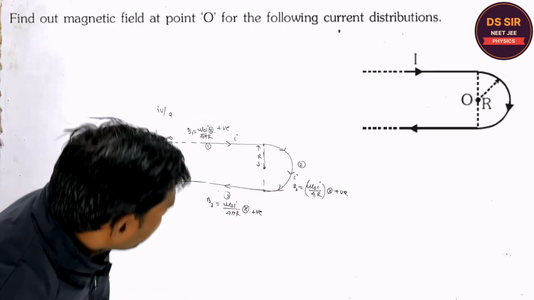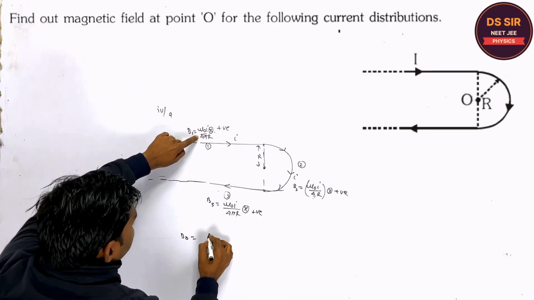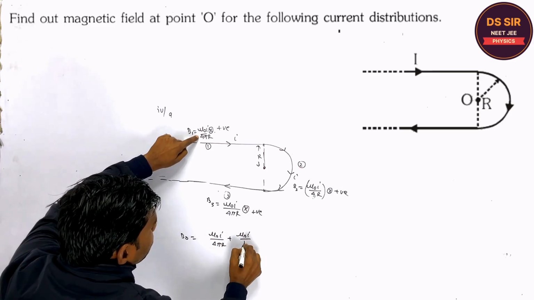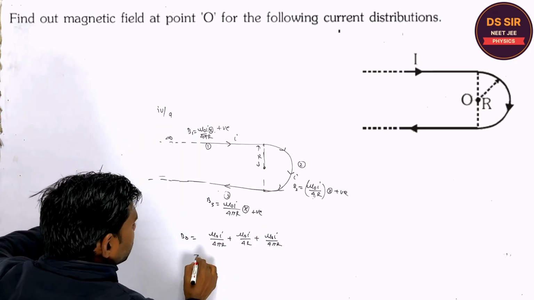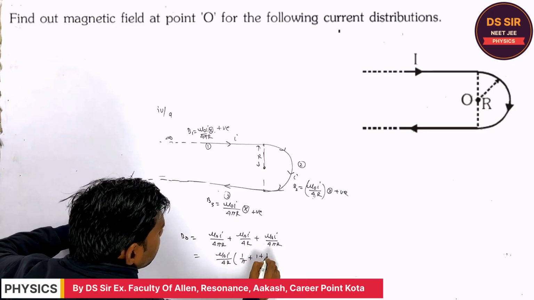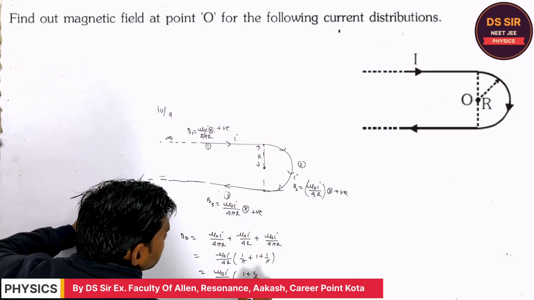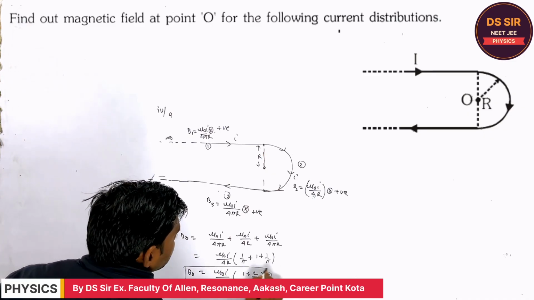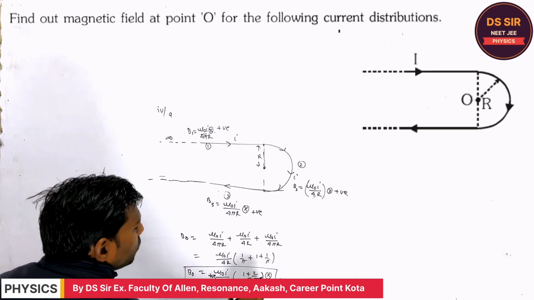So to find the net magnetic field, the total magnetic field will be added B1 plus B2 plus B3, right? If you simplify, mu naught I upon 4r is common, 1 upon pi, 1 upon pi. So it is equal to mu naught I upon 4r, 1 plus 2 upon pi. And this is into the board, right? It is positive, mean it is into the board.